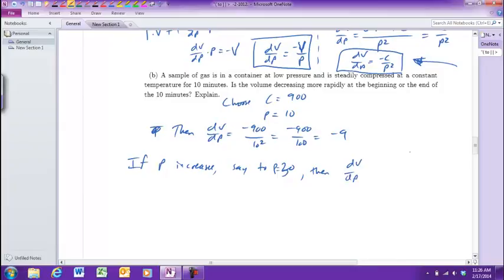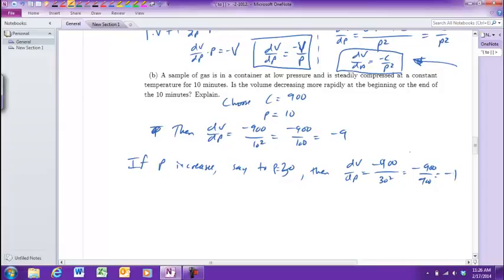Then dV/dP is equal to, I still get that negative 900 on top, but now it's a 30 squared. So that's negative 900 over 900. That's negative 1. So negative 9 means my volume is decreasing at a rate of negative 9 as I increase the pressure. Once the pressure gets bigger, though, my volume is still decreasing, but at a lower rate. Instead of decreasing by 9 for every amount of pressure that gets increased, it's now decreasing at 1 for every 1 amount of pressure that's increased.